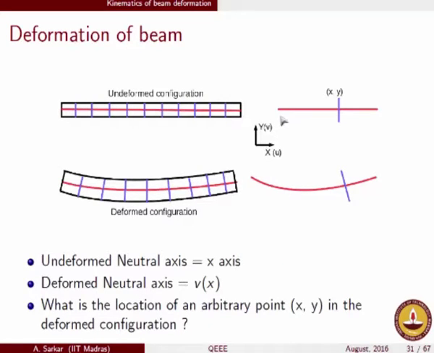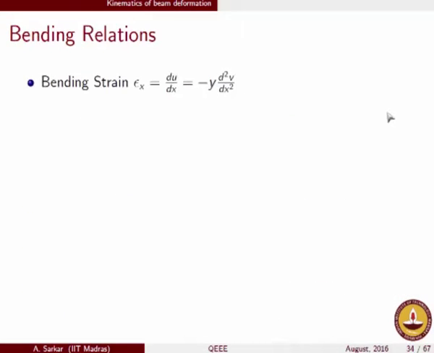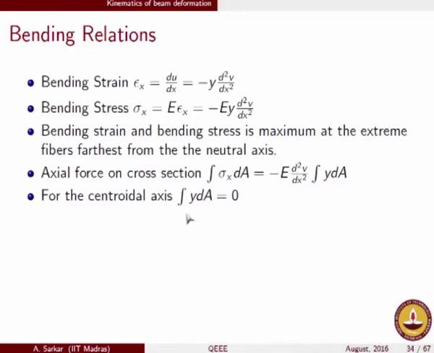What was our x axis? The x axis was exactly aligned with the neutral axis in the undeformed configuration. And now we are seeing that the additional requirement is integral sigma dA has to be 0. Integral sigma dA has to be 0, in turn implies integral y dA has to be 0 through this relation. Integral y dA equals 0 means that the x axis that we have chosen was actually the centroidal axis.